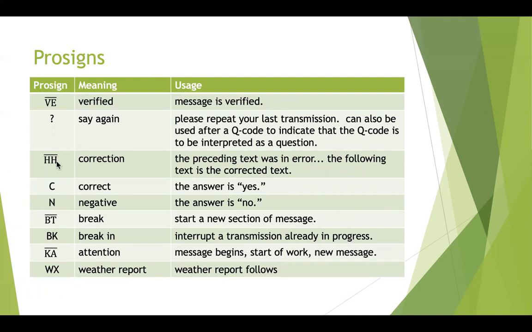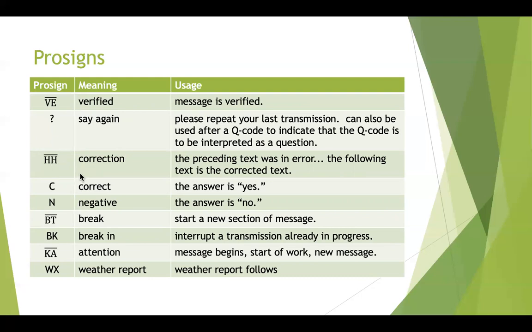HH means that the preceding text was in error. The following text is the corrected text. You may historically have seen this written as E with an overbar over all 8 E's. And if you think about it, since an E is a single dot and an H is 4 dots, HH is exactly the same as E, right? So that's an interesting tidbit.